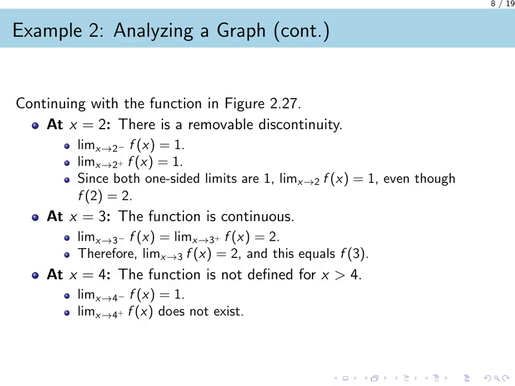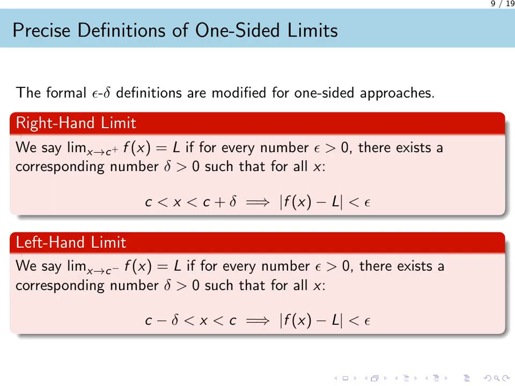In contrast, at x equals 3, the function is continuous. The limits from both sides are 2, and the function's value f of 3 is also 2. Finally, at the endpoint x equals 4, we can only approach from the left, giving a one-sided limit of 1. Since we cannot approach from the right, the two-sided limit does not exist. This shows that a limit can exist even if the function has a hole or a different value at that exact spot. Now we will make our intuitive idea of one-sided limits mathematically precise using the epsilon-delta framework.